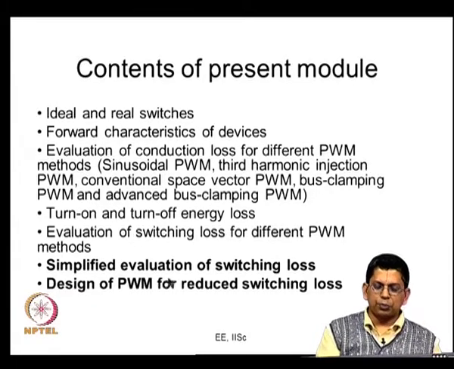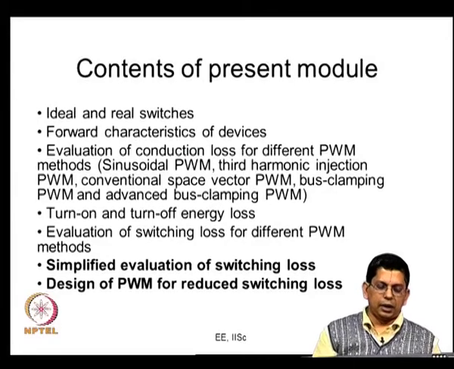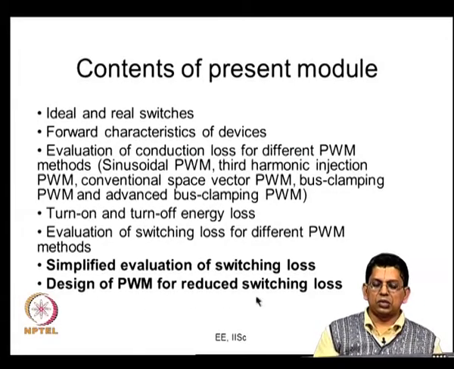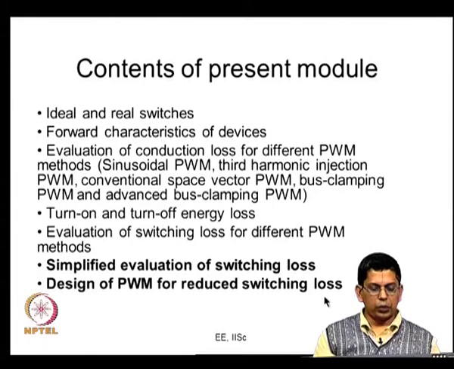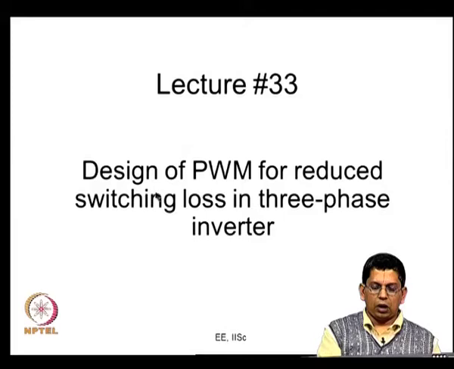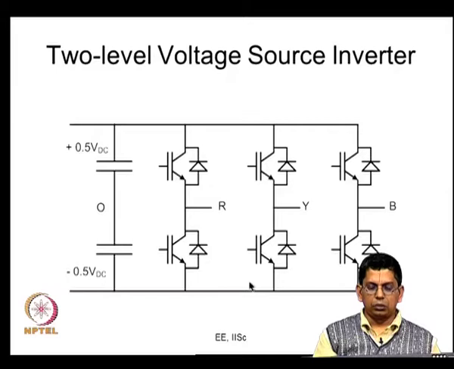Today we would simplify that. We would simplify the turn on energy loss and the turn off energy loss and relate them more directly to the current that is being switched. With that simplification we could do a comparative evaluation of different PWM methods more conveniently and easily, and then use that idea to design PWM methods which can reduce the switching loss. So this is the focus for today's lecture: design of PWM for reduced switching loss in a 3-phase inverter. Now, let us get started.